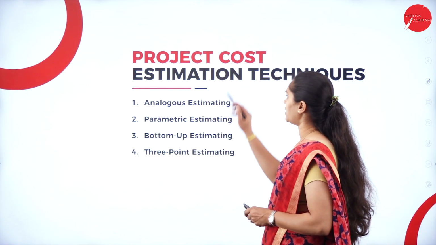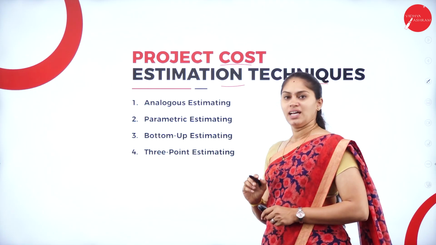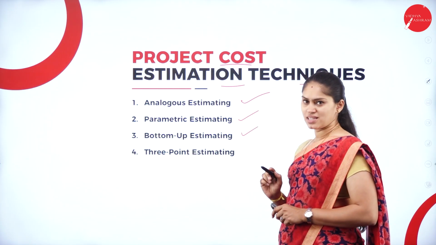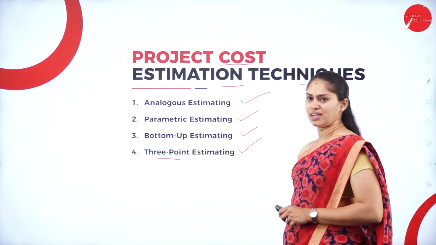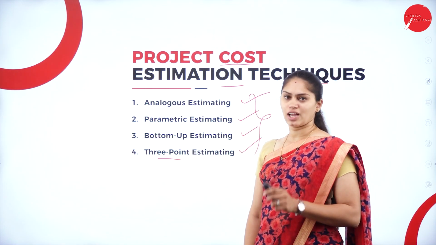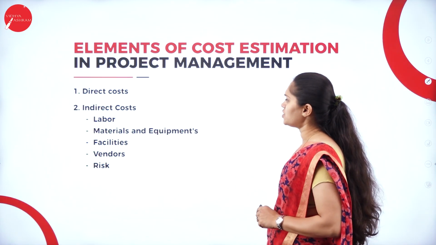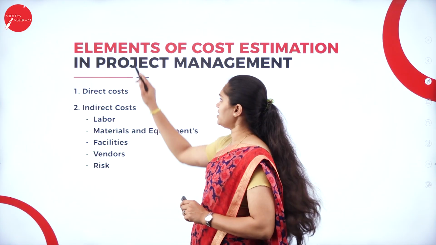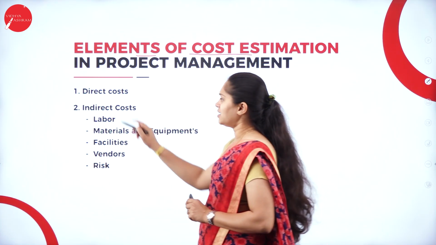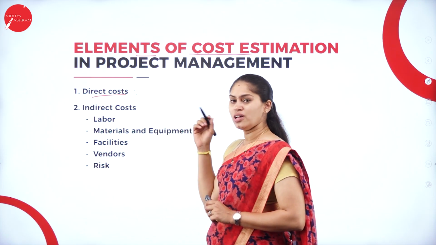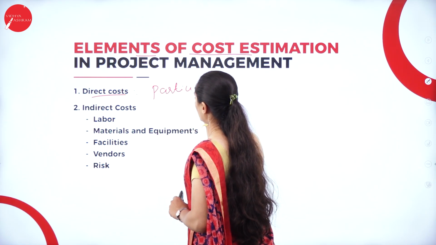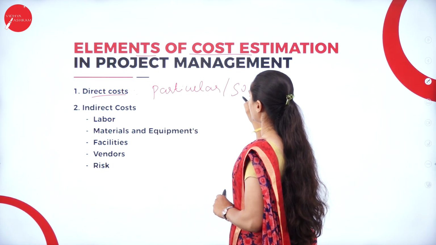Next, we have certain project cost estimation techniques. They include analogous estimating, parametric estimating, bottom-up estimating, and three-point estimating. By making use of any one of these techniques, we can estimate the cost required for the development of a project. Next, you can see the elements of cost estimating in project management. It can be direct cost, for example, related to a particular department, or to a specific department.